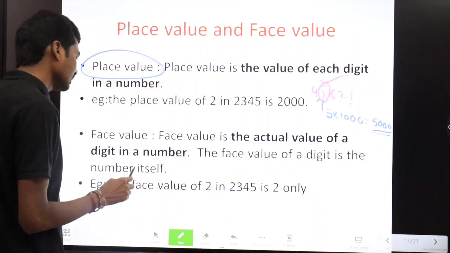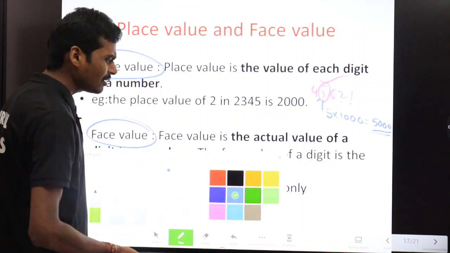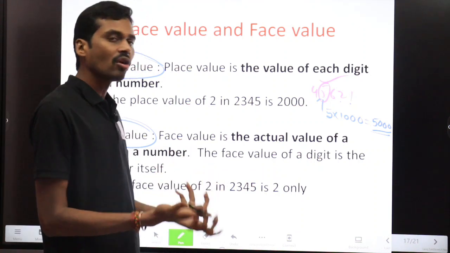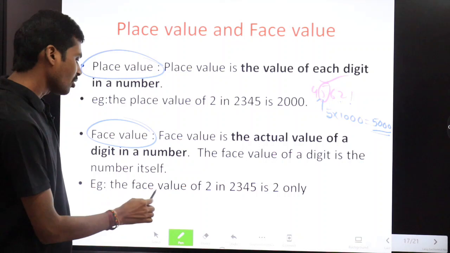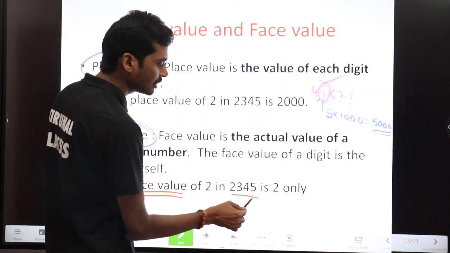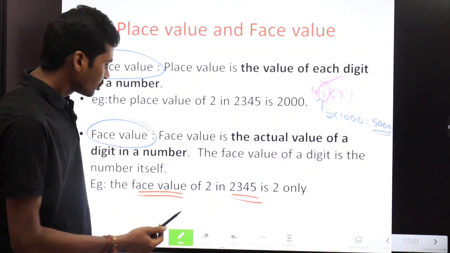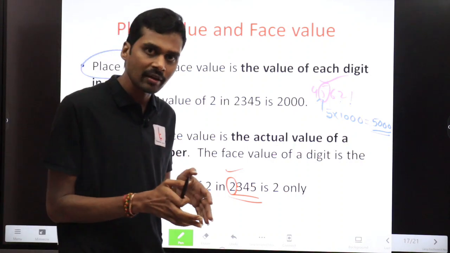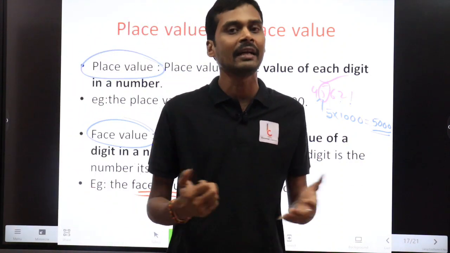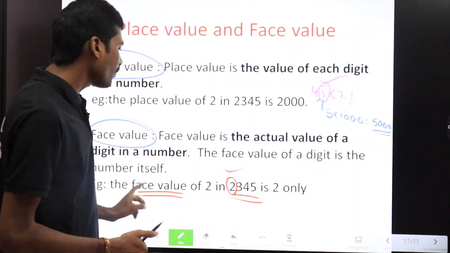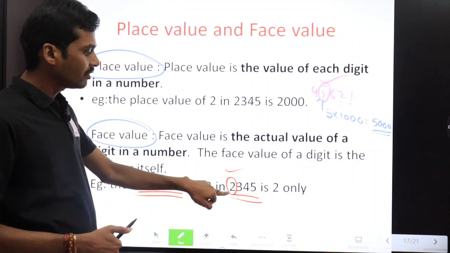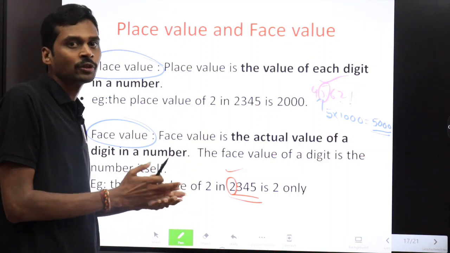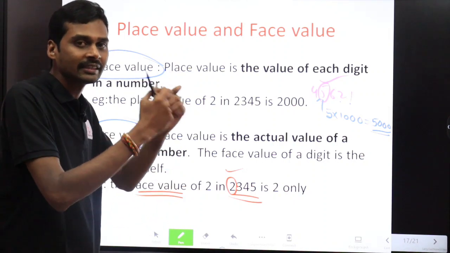Okay. Now there is another one, that is face value. Face value is nothing but the digit itself is your answer. So face value is the actual value of the digit. Suppose I ask you what is the face value of 2 in 2345. Here you simply write that digit only. In 2345, what is the face value? The face value is 2, irrespective of which place it is at. Irrespective of which place that particular digit is at, your answer is the digit itself.